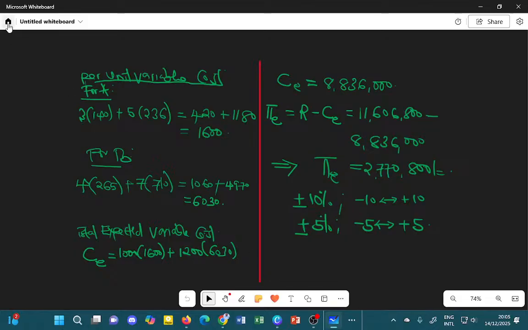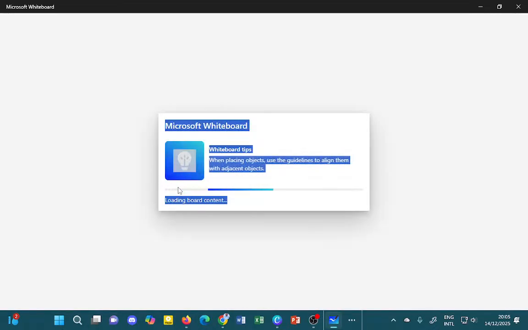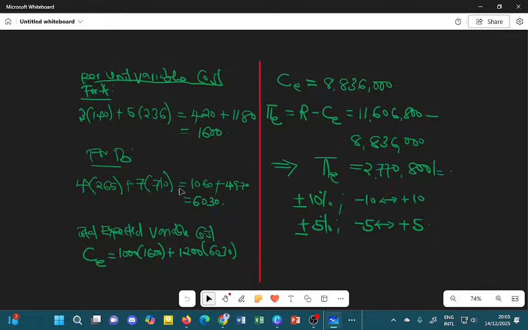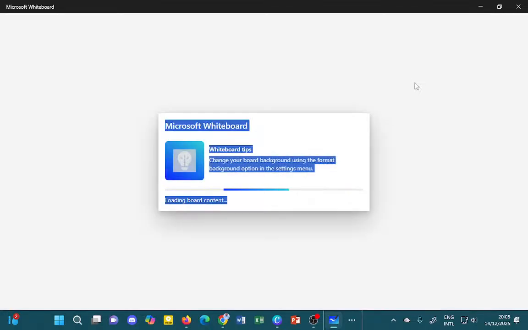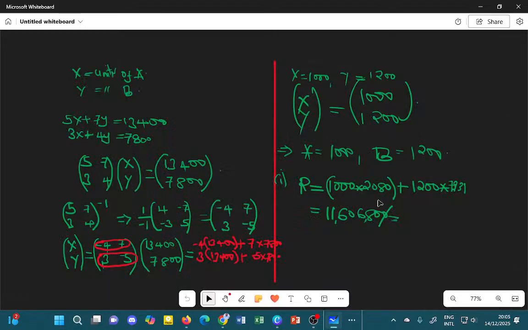The answer should be here. We must have worked it out here. Total expected variable cost, and then expected cost we got to be this, and then expected profit we got to be that. But expected maximum profit, we worked it out. I'm just trying to show you that we worked it out and we got it. But all the same, we have gone through all the questions.